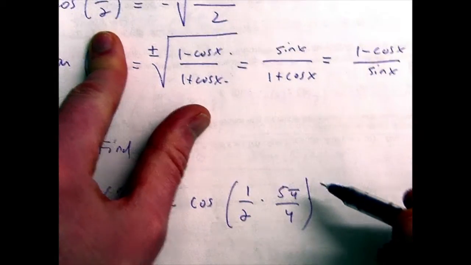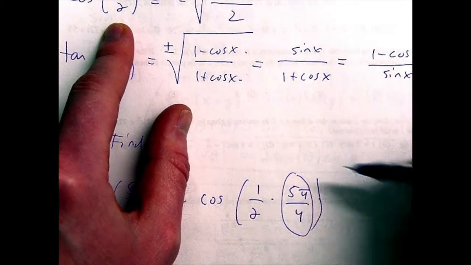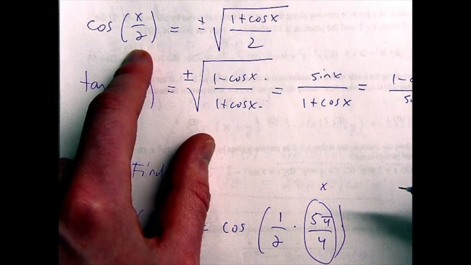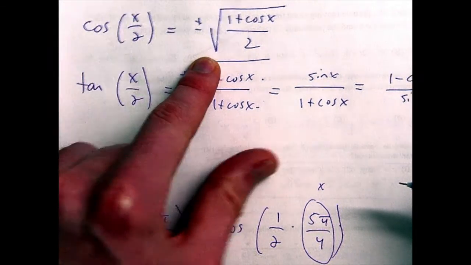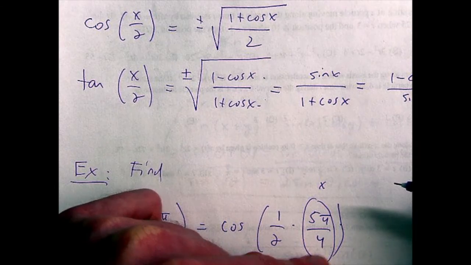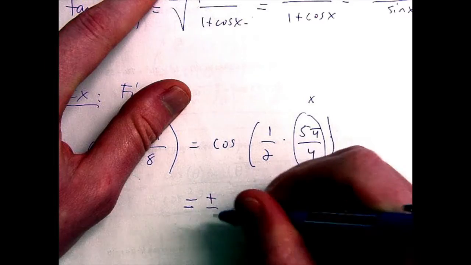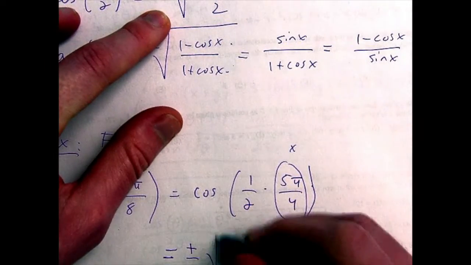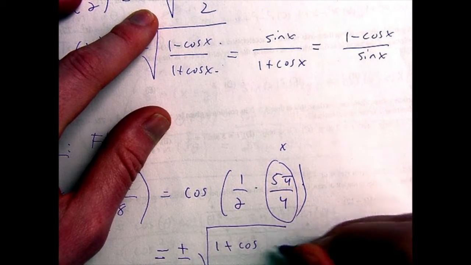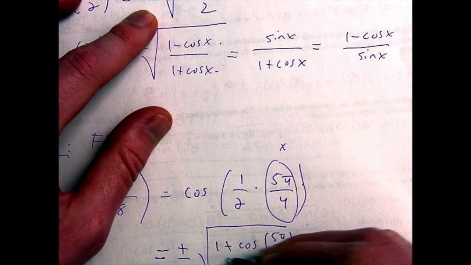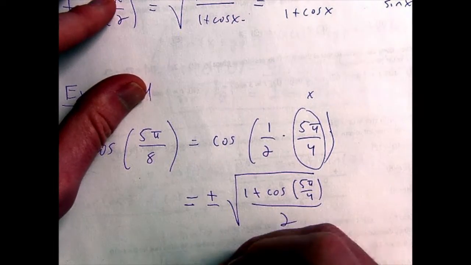So essentially, here's my formula for cosine of x over 2. Basically, this thing right here, that's my x. So I've got cosine x over 2, in other words, cosine of 1/2 x. So I just use this formula, but replace the x with 5 pi over 4. So this is going to be equal to plus or minus the square root of 1 plus cosine 5 pi over 4, all over 2. Okay, great.